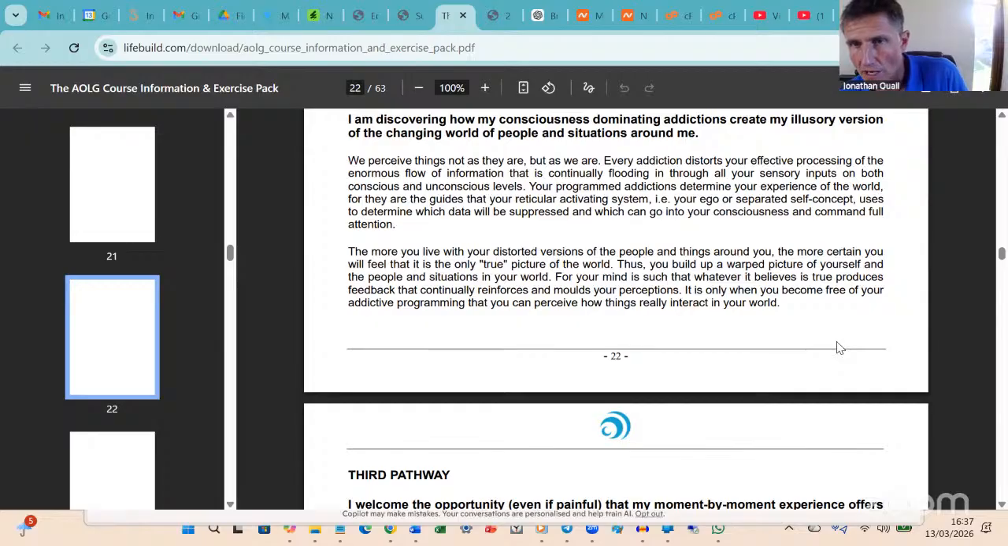They've got different variations of the ego program, which is a separated self concept that says I am this, right? So I like this and I don't like this. So how can you influence your reticular activating system then? Well, through spiritual practice.